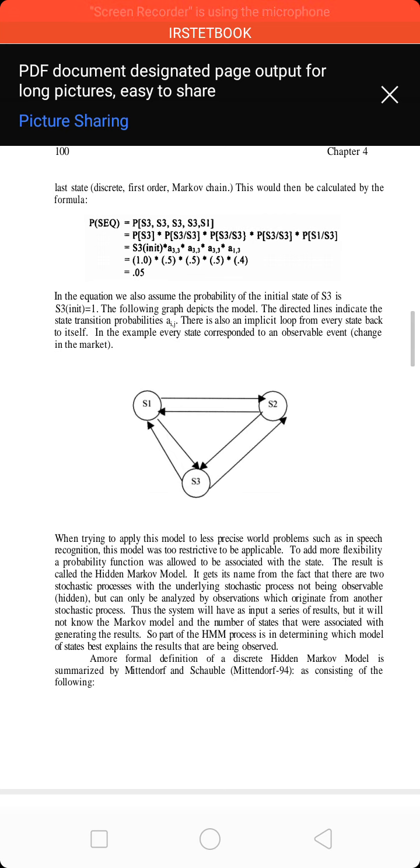Okay, thus the input series of results is not known, the Markov model and the number of states that were associated with generating the results. So the HMM process is determining the model states explained in the result. Here we have to take some markings, some number of input series that you are taking, and some calculation manipulations have to be done by using some formulas. Okay, that is given by the following.